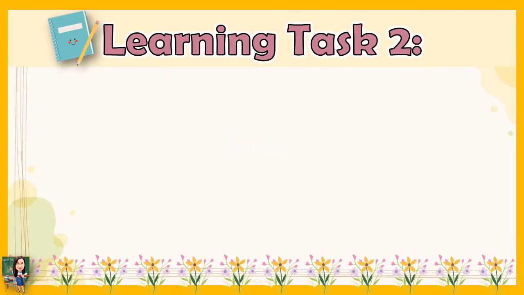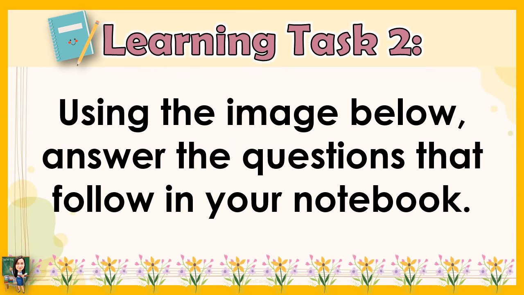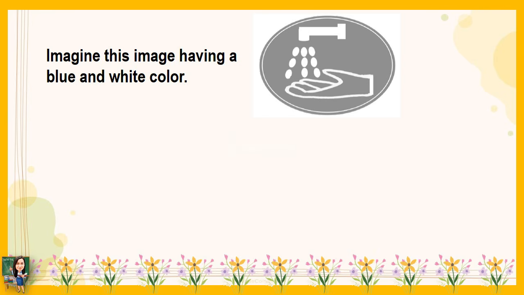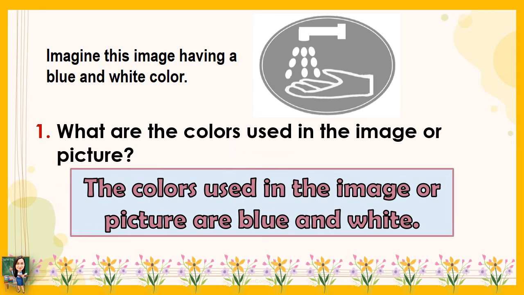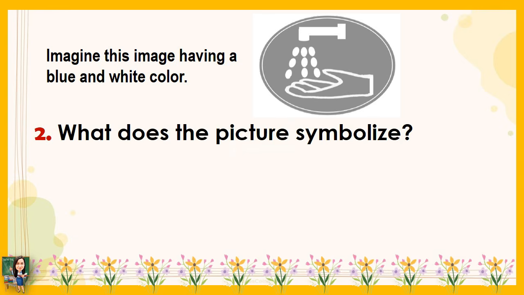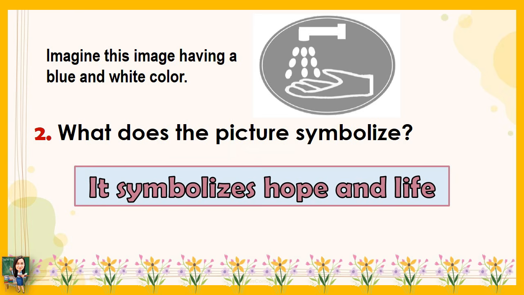For learning task 2, using the image below, answer the questions that follow in your notebook. Look at the image. Imagine this image having a blue and white color. For number 1 question, what are the colors used in the image or picture? Very good. The colors used in the image or picture are blue and white. Number 2 question, what does the picture symbolize? Very good. It symbolizes hope and life.